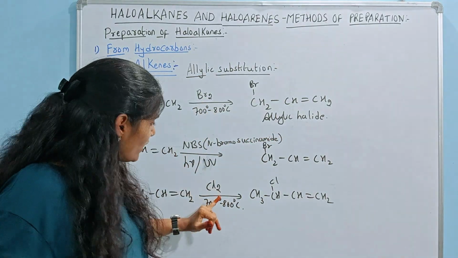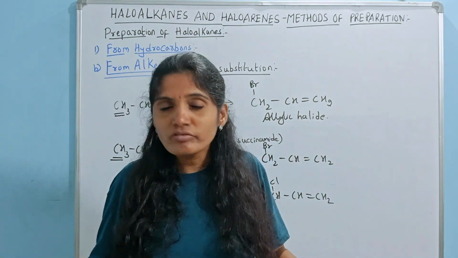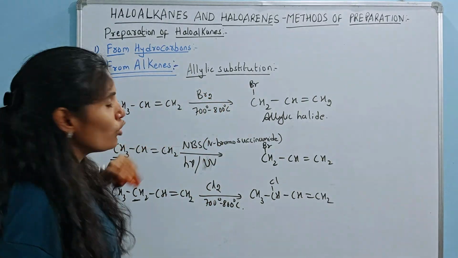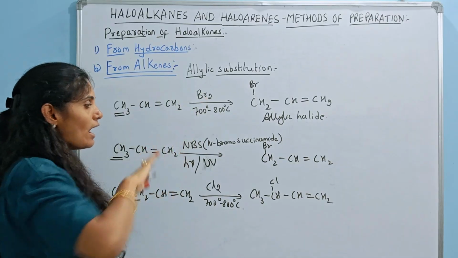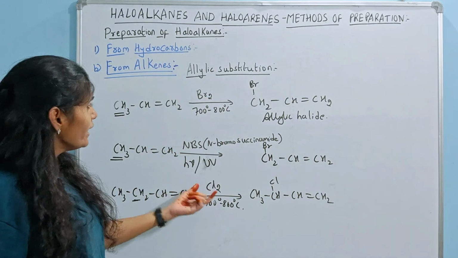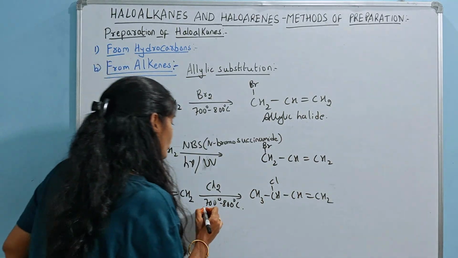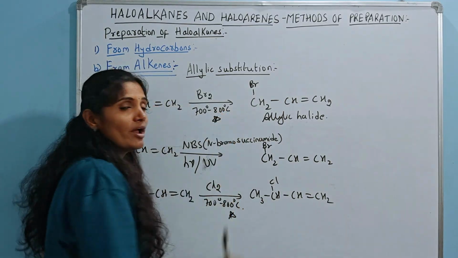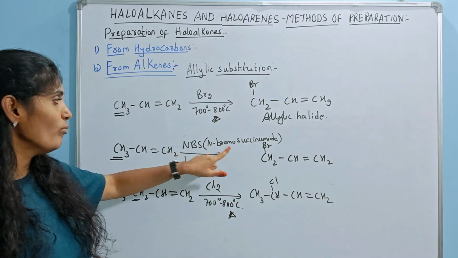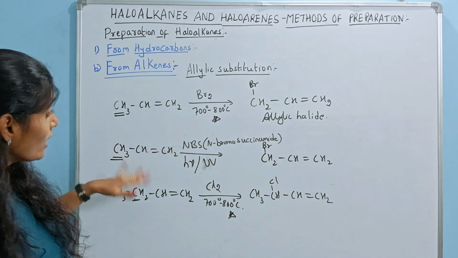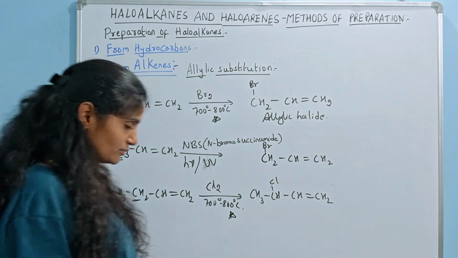I am using the same bromine and same chlorine only. In the first process where I taught you addition of halogens, I told you halogens will go and get added onto the double bond. Here the halogens are not getting added onto the double bond. Instead, they are going and doing substitution at the allylic position. That is mainly due to the temperature conditions I have provided here. That temperature condition will control the process. Here N-bromosuccinimide in the presence of sunlight or UV light will control the process and see that only allylic substitution is taking place.